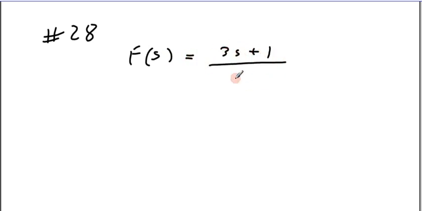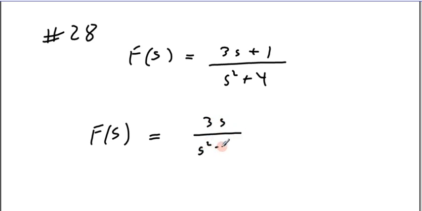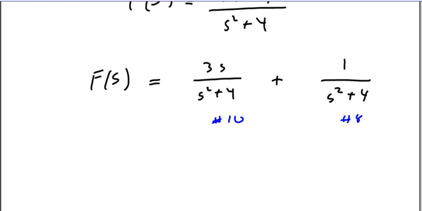We're going to do number 28. And number 28, F of s is equal to 3s plus 1 over s squared plus 4. And we say, well, that is very interesting. Okay, so F of s is equal to 3s over s squared plus 4 plus 1 over s squared plus 4. And we look at our Laplace transform table and we see number 10 is very close to that guy. Number 8 is very close to this guy. All we have to do is some manipulation.